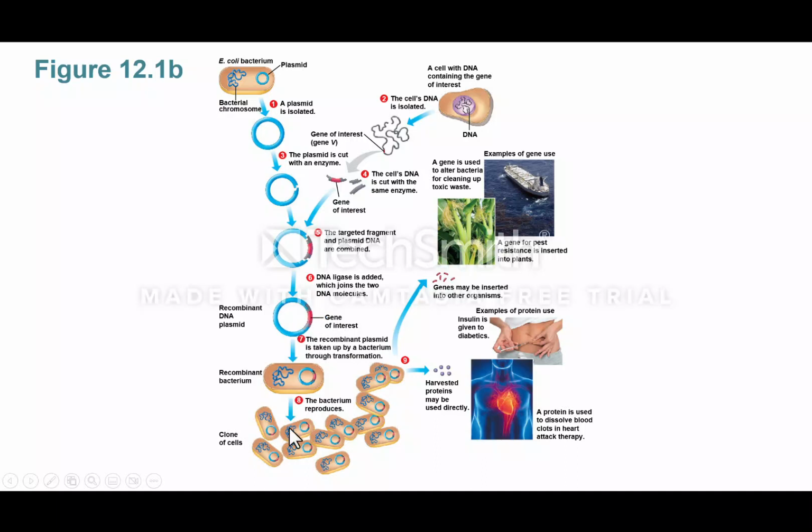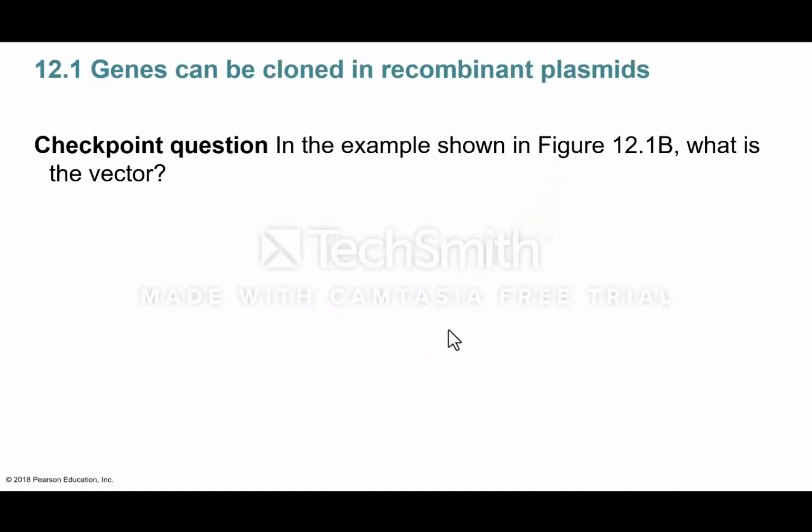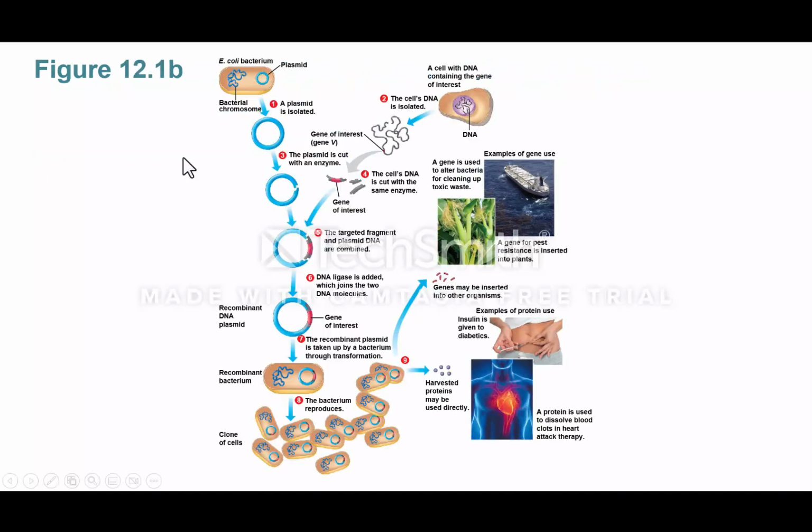We're then going to put this gene into the bacteria. The bacteria is going to reproduce. The bacteria is going to then create the proteins. We can then put the genes in other organisms, or we can harvest the proteins. So in this case, we would want to harvest that insulin protein. This is the insulin that is going to be used to give to diabetics. All right? So look at 12.1b. What is the vector? If you look at 12.1b, you're looking for the vector. The vector is going to be the bacterial plasmid.